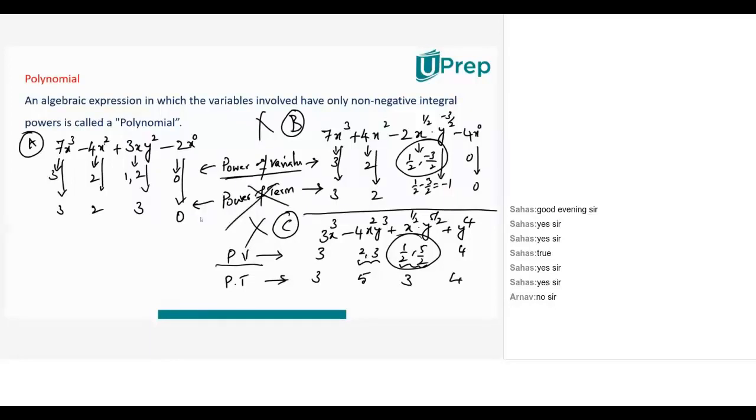Bhumika, is your concept clear now? Yes, sir, now I got it. It should not be for the whole term. It should be only for each variable. Each of the individual variables should have non-negative integral powers.